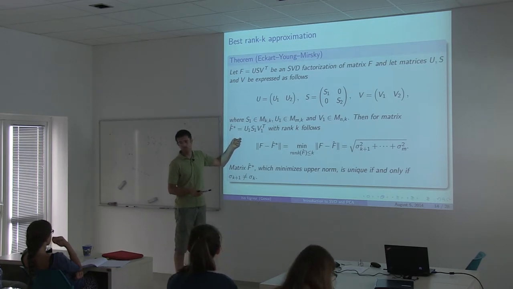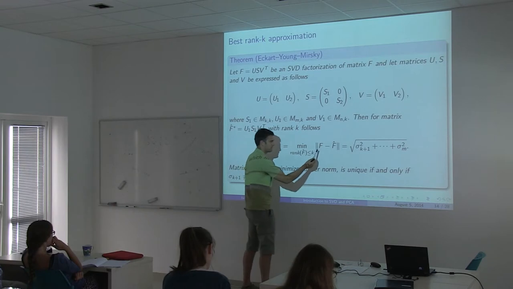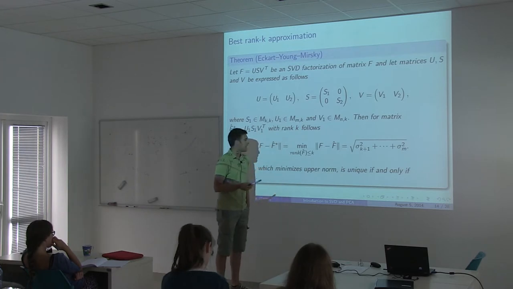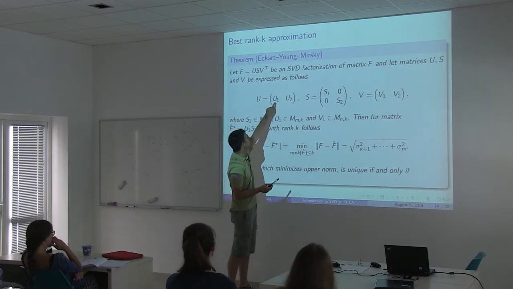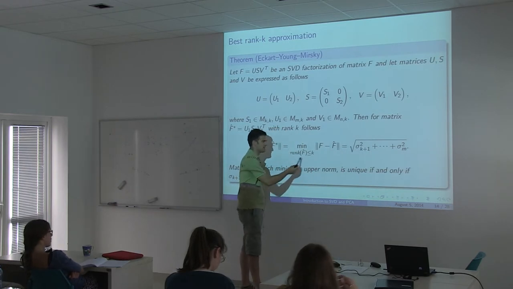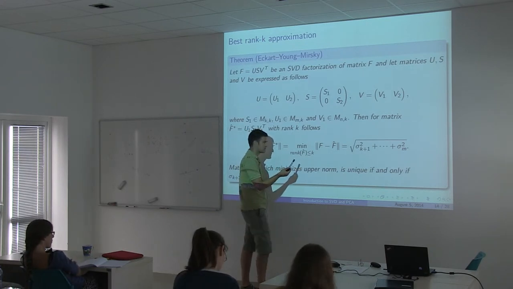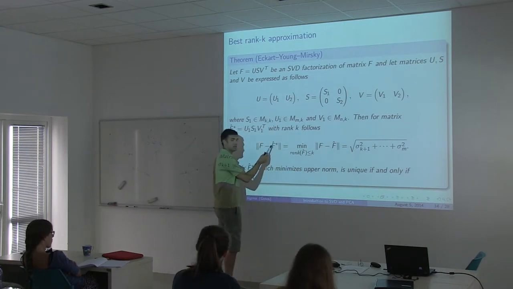And one of the most important theorems in applied numerical algebra comes here. It says that if you minimize this, which is the Frobenius distance between F and F hat, over all F hats with rank lower than K, then you would choose U1 with K columns and V1 with K columns. So if you're looking in the space of all matrices which have at most K linearly independent rows or columns, then this matrix is the solution.